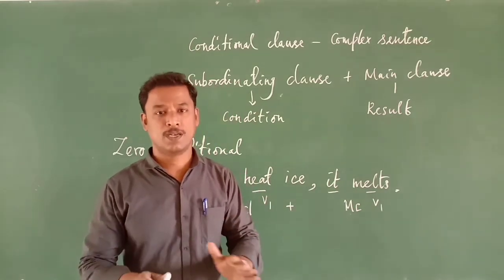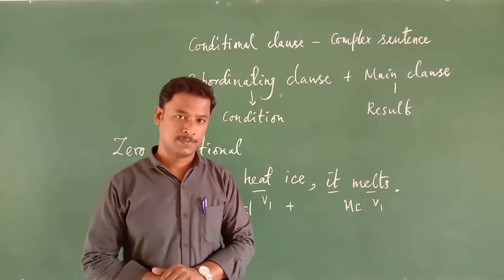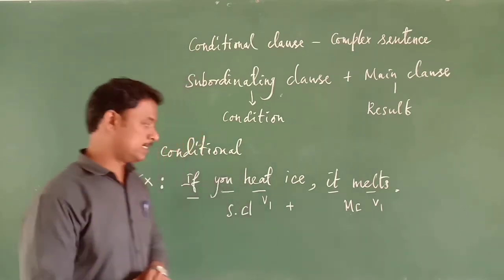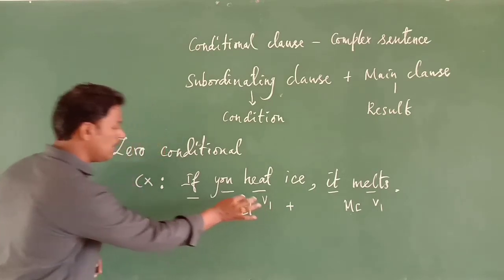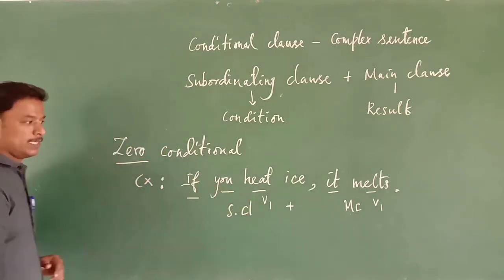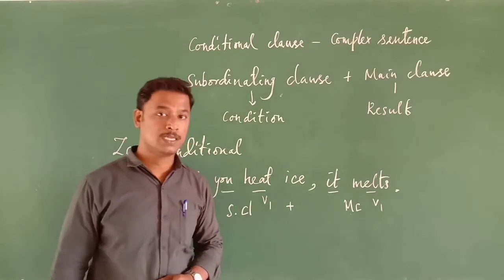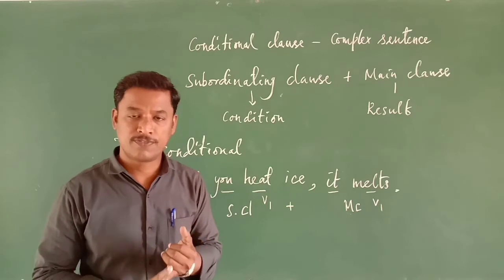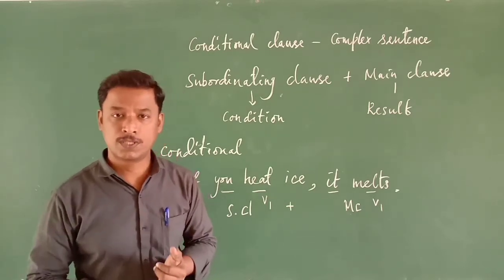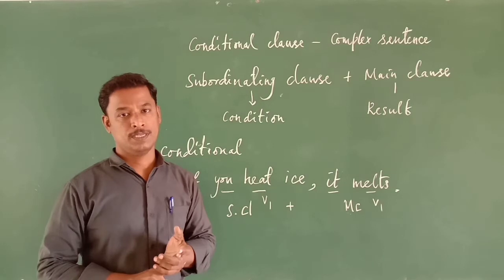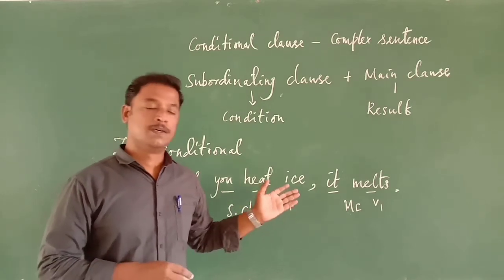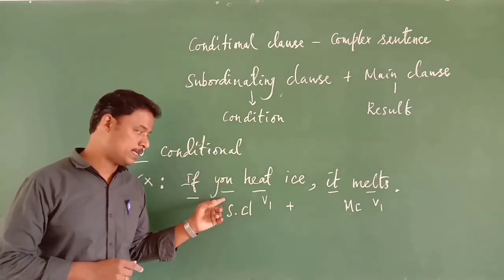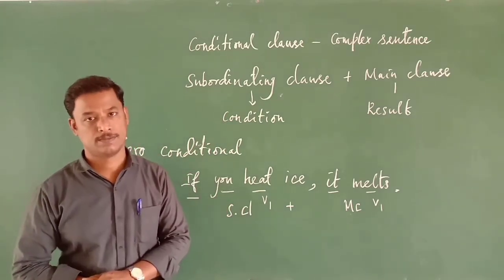It is a universally accepted one. It is a scientific truth. There is no doubt at all. Okay, right. So this type of conditional is called zero conditional. So what is a zero conditional? A zero conditional must have a universal fact, a scientific truth, or a proverb. The result will be in the same tense form which is applied in the subordinating clause, the conditional.